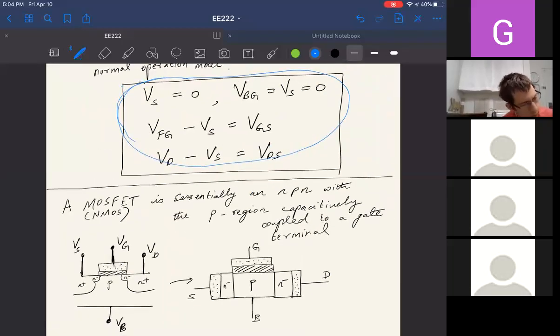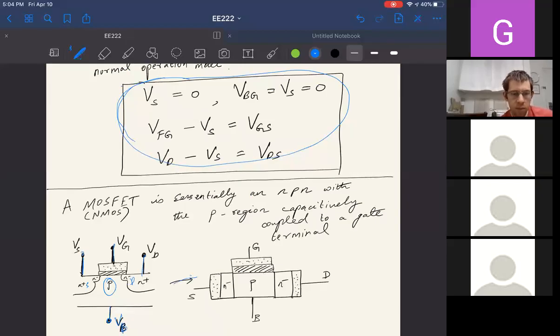Let me just briefly talk about a MOS. For example, here I've drawn an NMOS. This is what a normal NMOS looks like. You have connections to the source, the drain, and the gate, and then you have the source and drain junctions. You have the substrate, and the substrate is connected to some voltage BB.